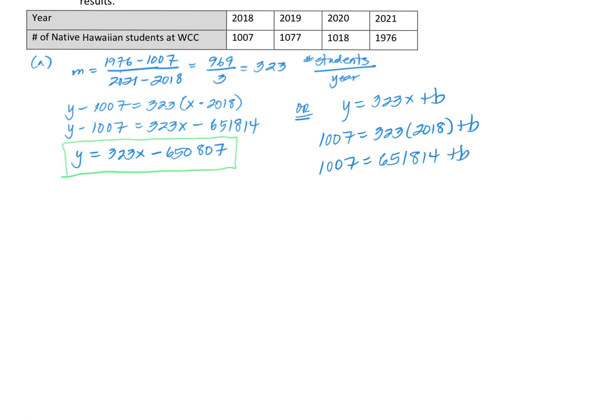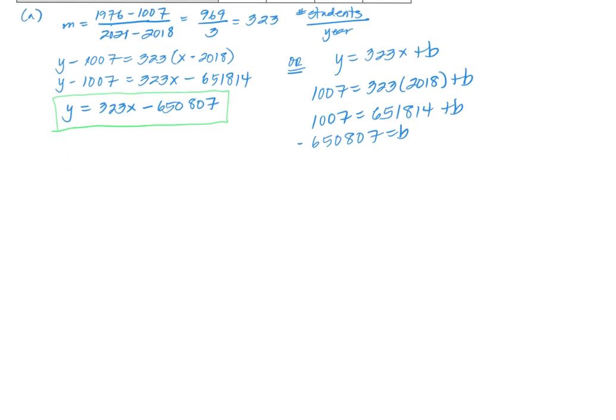And then if I subtract that from both sides, I get the 650, but it's negative. 650,807, which was my b value. And we get y equal to 323x minus 650,807. Is that what I got before? Yeah, that's what I got before, which tells me that that's probably the correct equation.